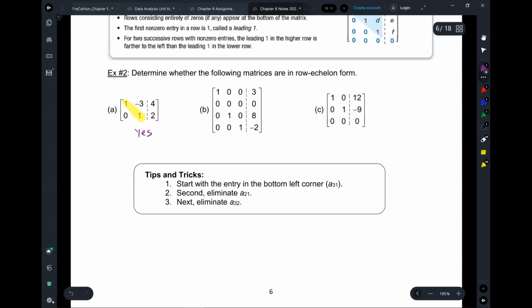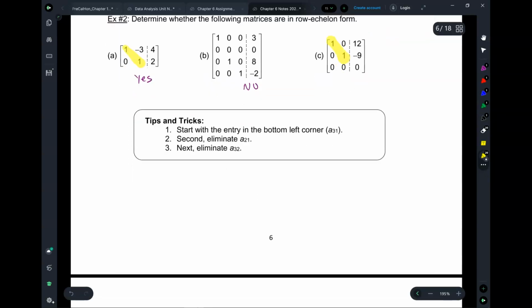Okay. Is this one in row echelon form? No. What about this one? Yes. Okay, this one is, because this is the main diagonal. Underneath the main diagonal is 0, and you're allowed to have a row full of zeros. Okay?